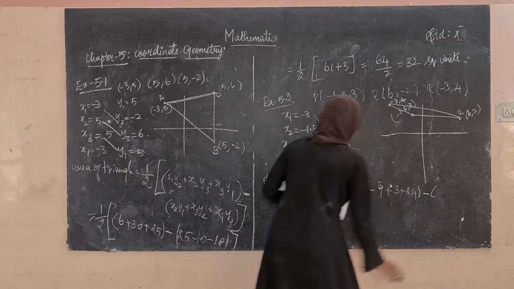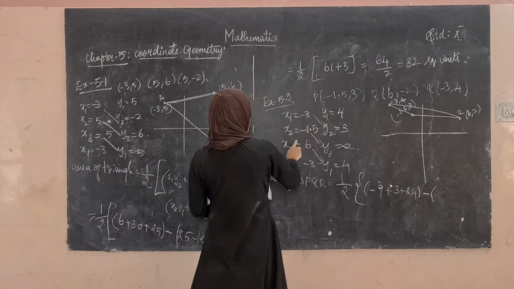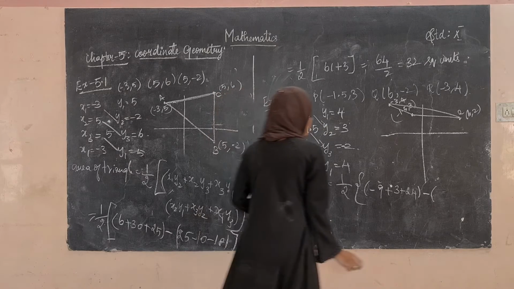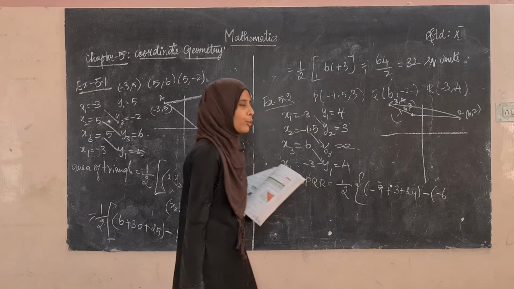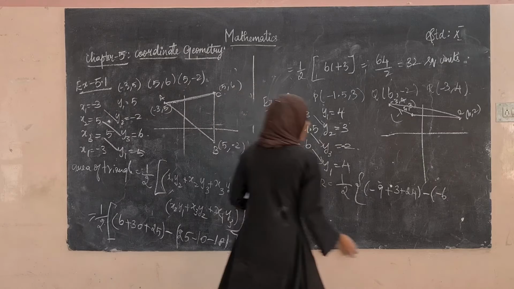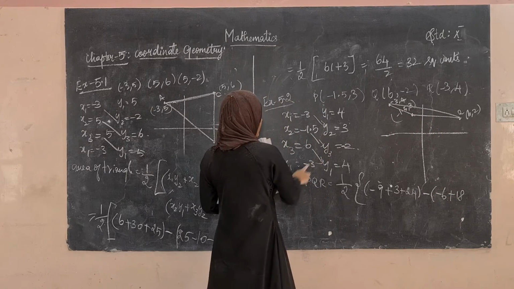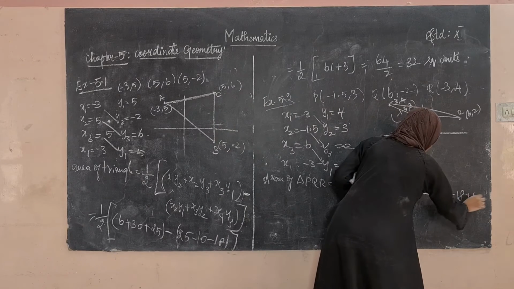Minus of, and again you have to come in this order. 4 into minus 1.5 is minus 6. Yes, 1.5 into 4 is 6, so minus 6, and again 3 into 6 is 18. And this is minus into minus plus, 3 into 2 is 6.